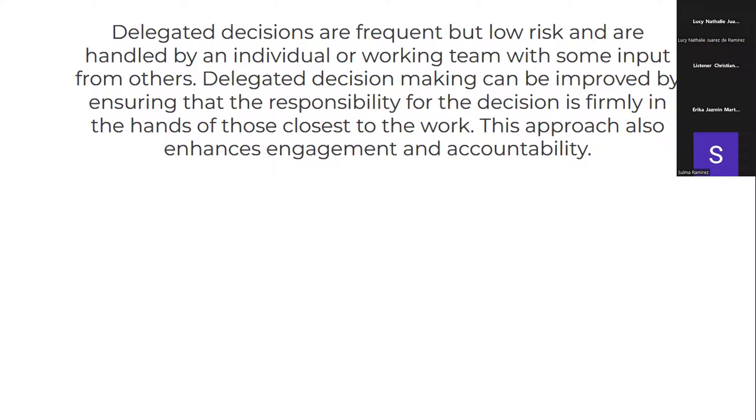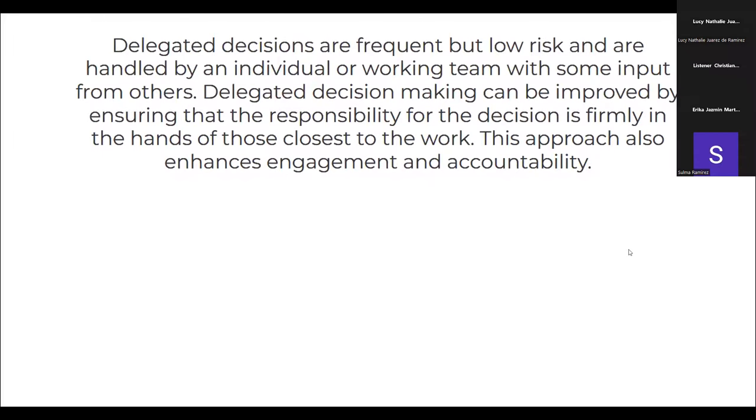Delegate decisions are frequent, but low risk, and are handled by an individual or working team with some input from others. Delegate decision making can be improved by ensuring that the responsibility for the decision is firmly in the hands of those closest to the work. This approach also enhances engagement and accountability. What did you understand on this one?